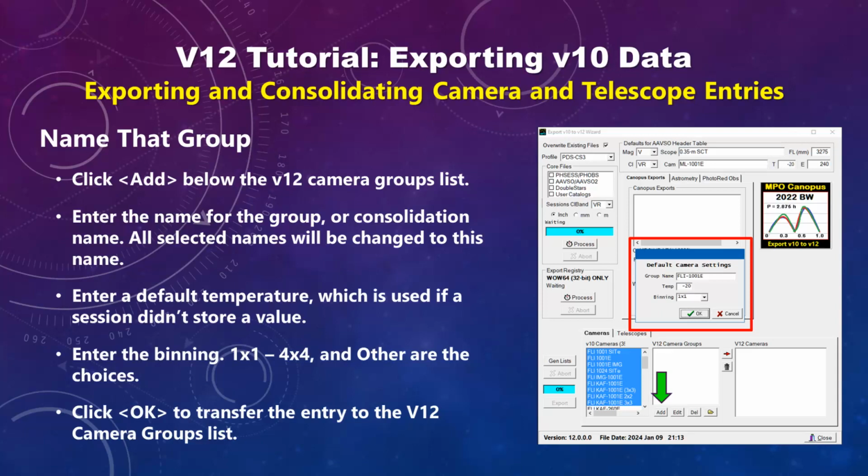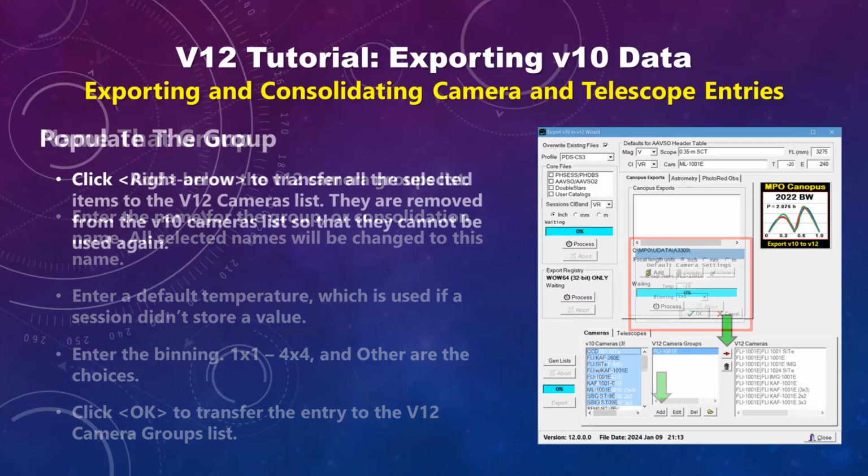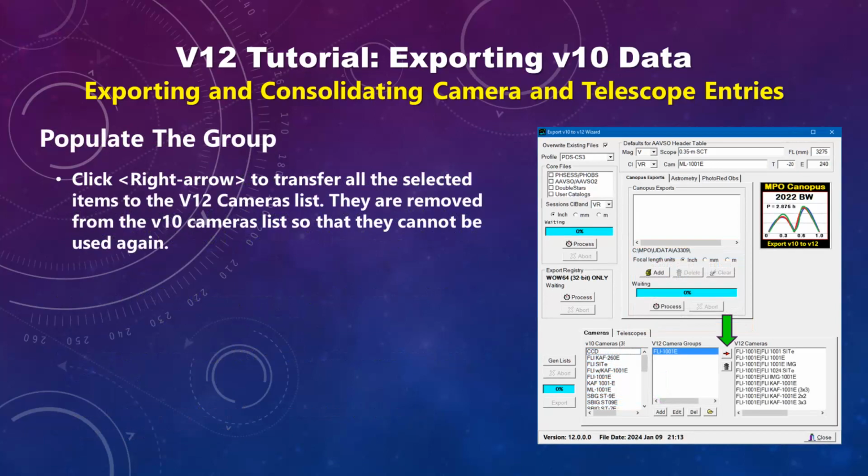Click the OK button on the form to transfer the information to the groups list. Only the name is shown. Click the right arrow button between the two version 12 lists. All the selected camera names have been transferred to the version 12 cameras list, with the group name added at the start and separated by the pipe character. Note that the selected names are no longer in the version 10 lists.